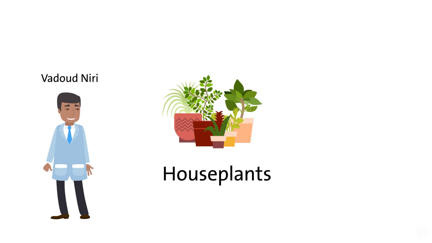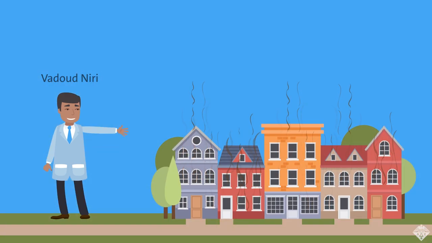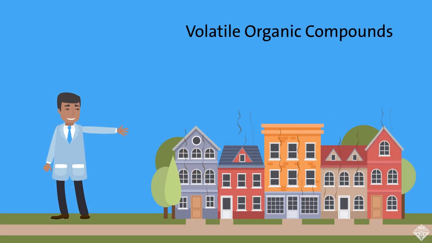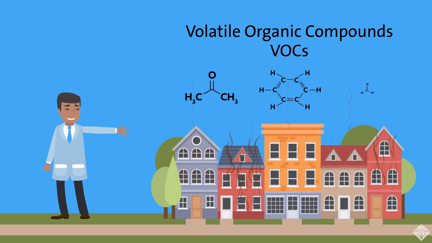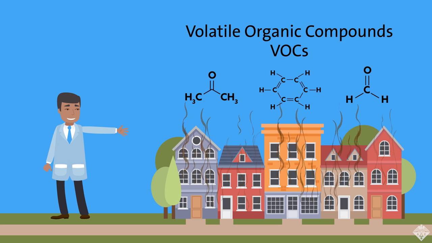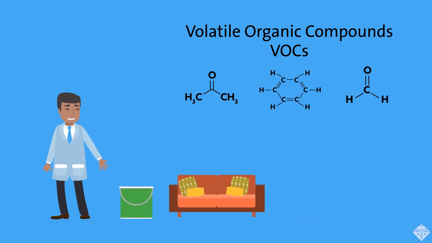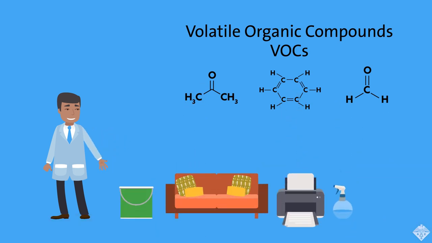Vadud Neri, the leader of the study, explains that buildings can have high levels of so-called volatile organic compounds, or VOCs, like acetone, benzene, and formaldehyde, that are emitted as gases. They can come from paints, furniture, printers, cleaning supplies, and even dry cleaned clothes.